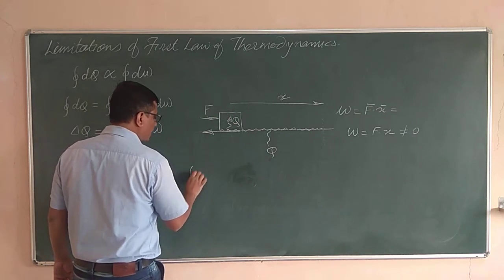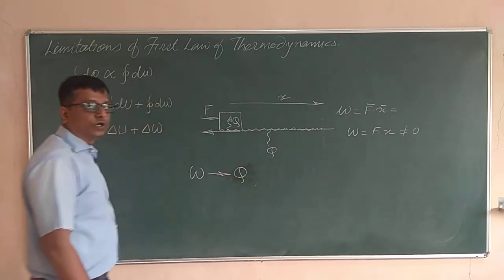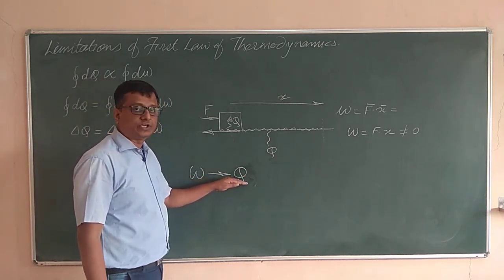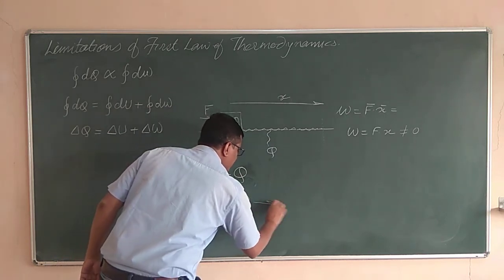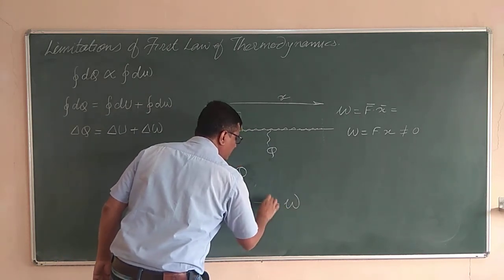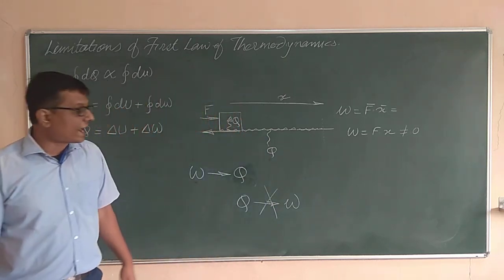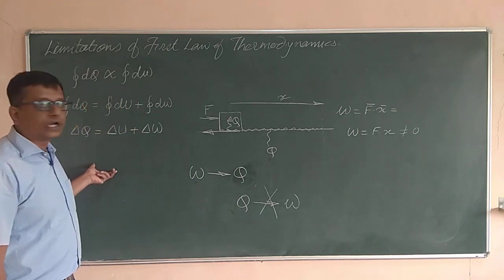100% of the mechanical work can be converted into 100% of the heat energy. But the same heat energy cannot be converted into mechanical work. This is not possible. 100% conversion is not possible. So why is it not possible? The first law of thermodynamics doesn't have any answer to that question.